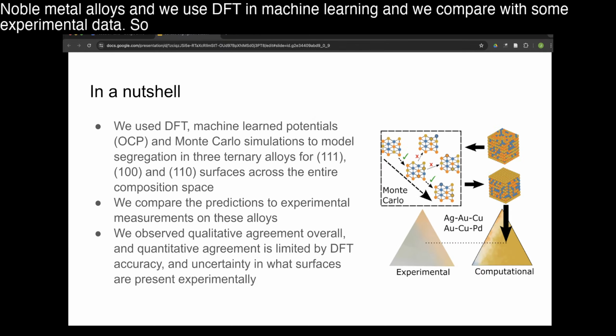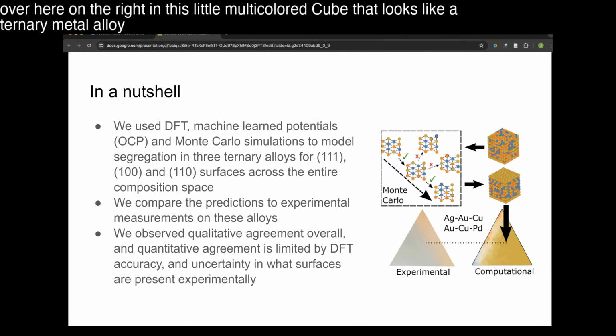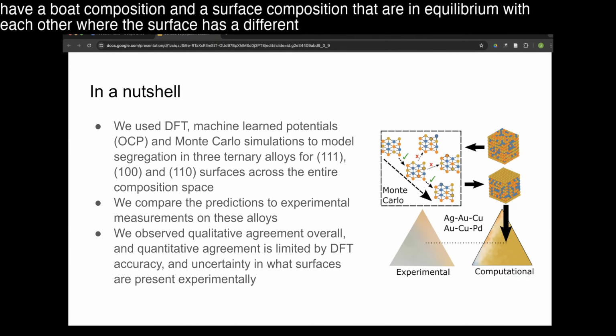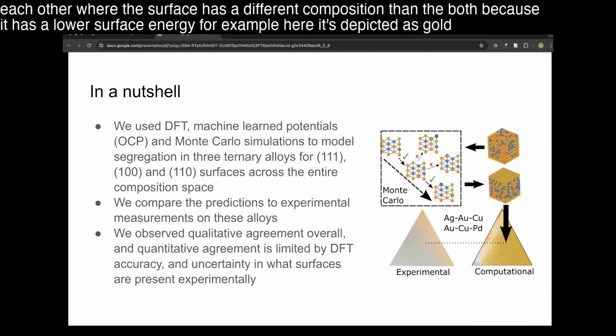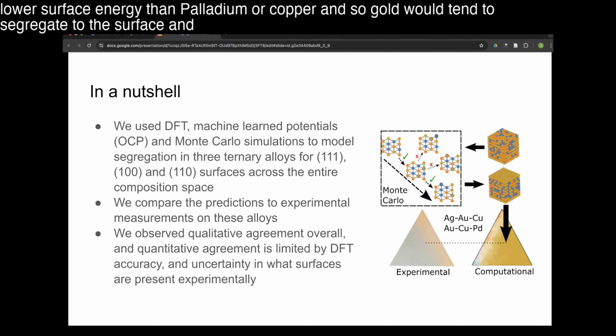So in a nutshell, the challenge in alloy segregation is shown over here on the right in this little multicolored cube that looks like a ternary metal alloy. We have a bulk composition and a surface composition that are in equilibrium with each other, where the surface has a different composition than the bulk because it has a lower surface energy. For example, here it's depicted as gold. Gold has a lower surface energy than palladium or copper, and so gold would tend to segregate to the surface and have a different composition.